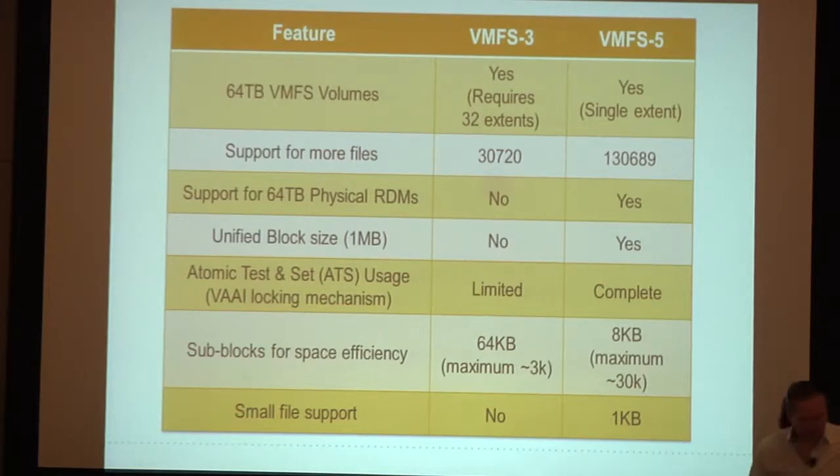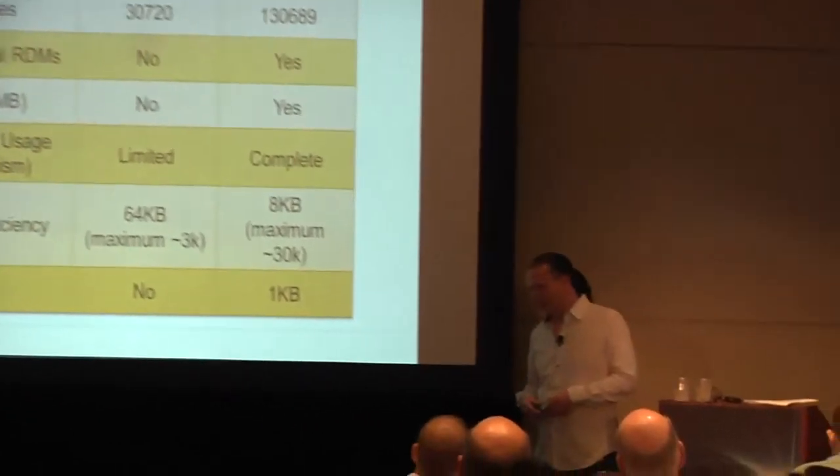So VMFS-5, excellent. VMFS-3 was getting a bit tired. VMFS-5 tries to address some of that. I'm not going to bother about a lot of these, but unified block size, excellent. Unified block size means that if you're creating a 2 terabyte volume, you're not having to use 8 meg block size anymore. So this is much more efficient.